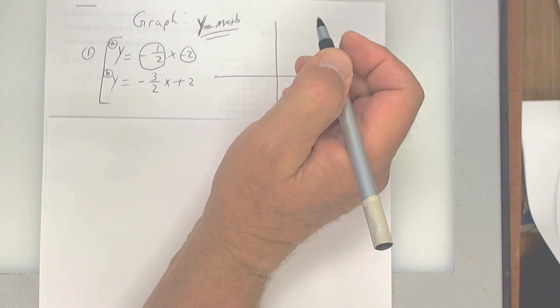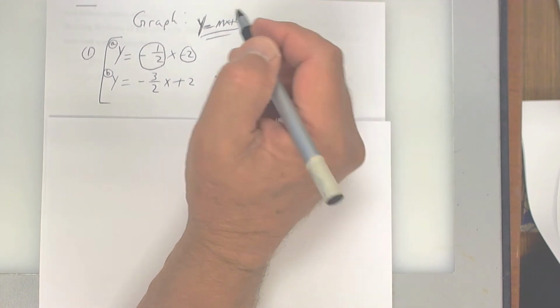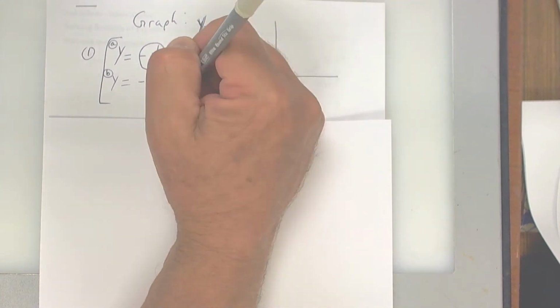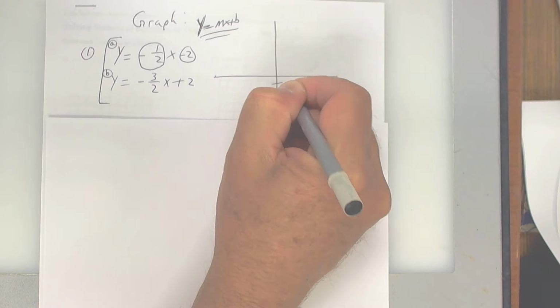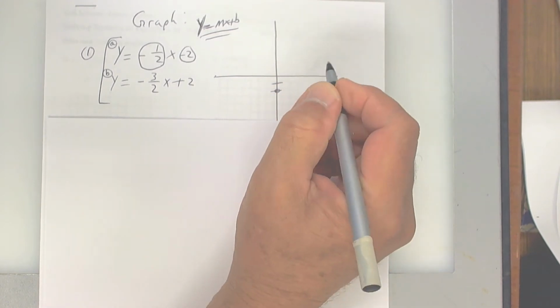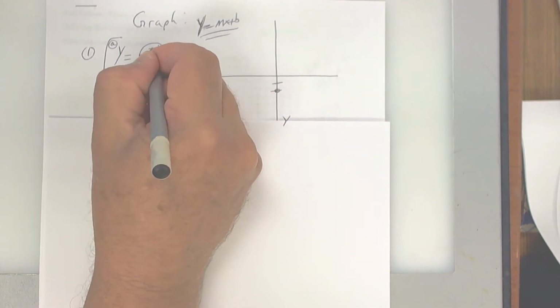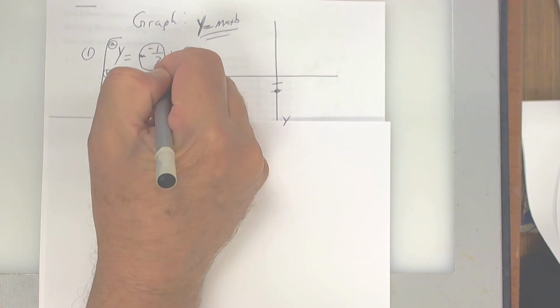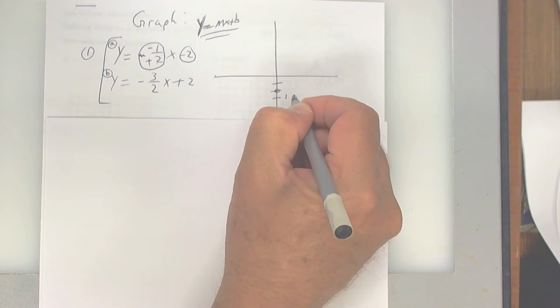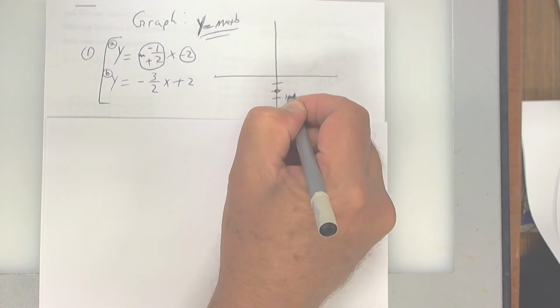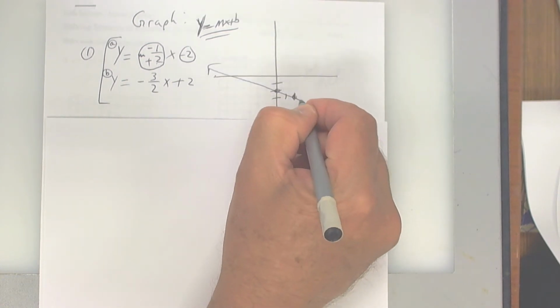Now I'm going to use two different colors here. The first one I'm going to use my ink pen, and the second one I'll use a marker. So I'm going to go down 2, so that's my y, and then I'm going to move the negative to the top. So I'm going to go down and then to the right. So down 1 and to the right 2. So this line looks like this.